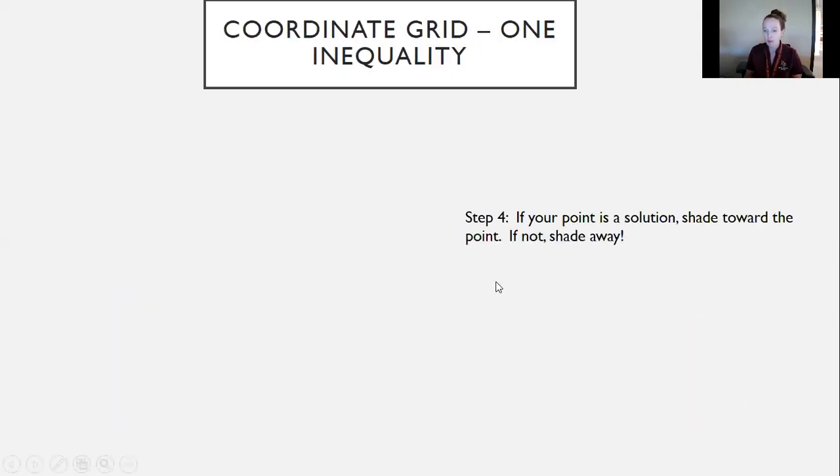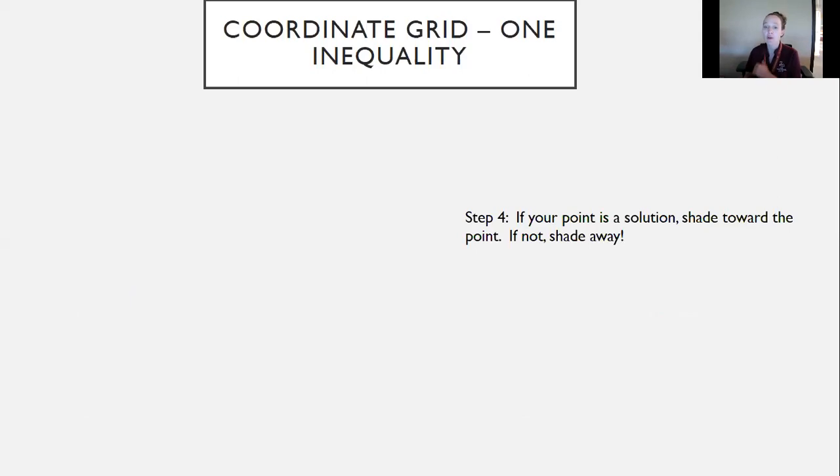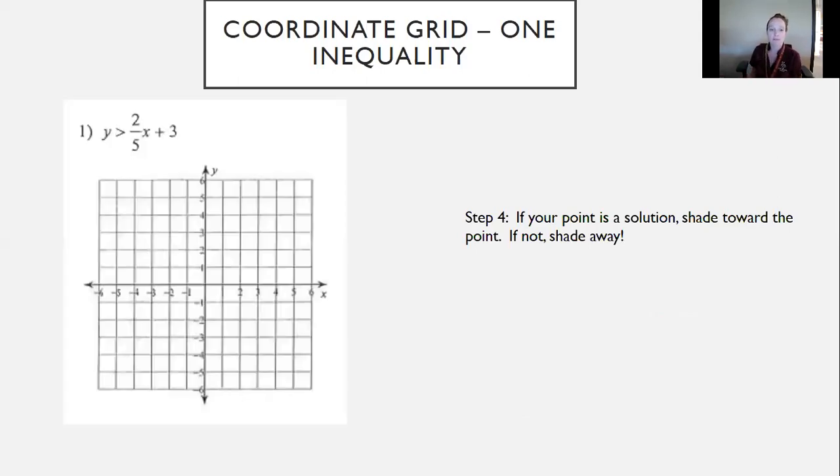All right, but really, guys, what we're going to be looking at is we have so much more to do than just one-dimensional or just on the x-axis. We have the coordinate grid 1 inequality, okay? So let's take a look. You should have your notes open to the coordinate grid, and we're just going to look at one inequality, which is y is greater than 2/5 x plus 3. Okay, so step 1, make your inequality look like y equals mx plus b.